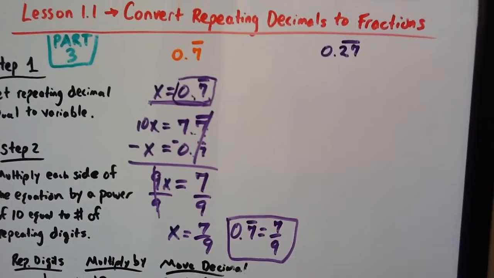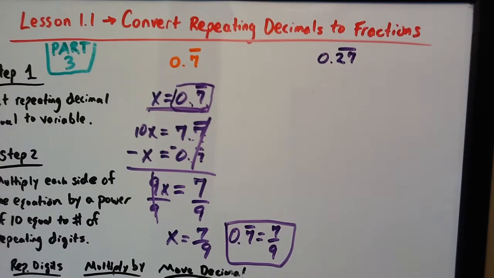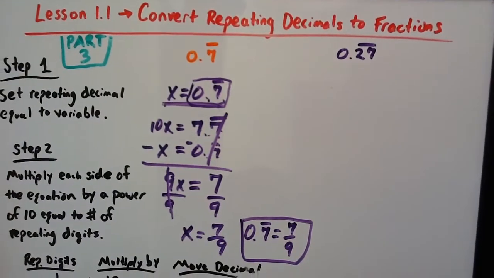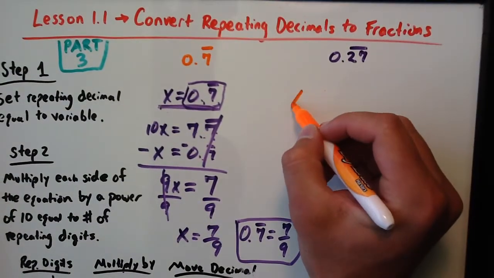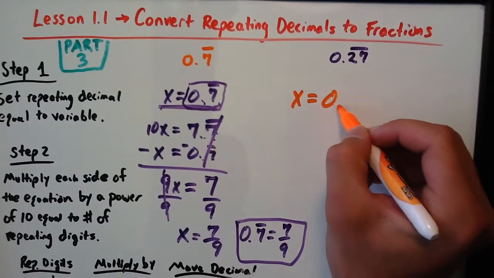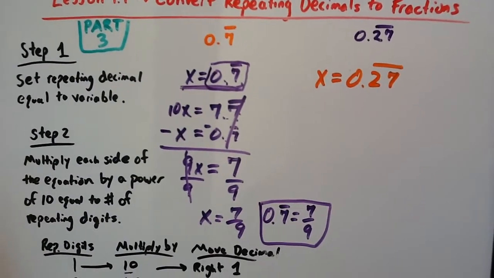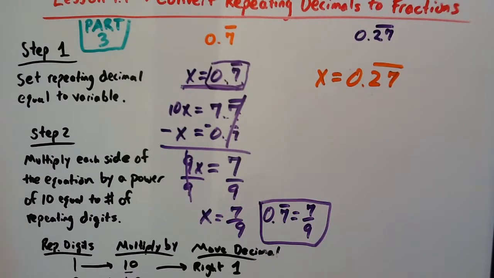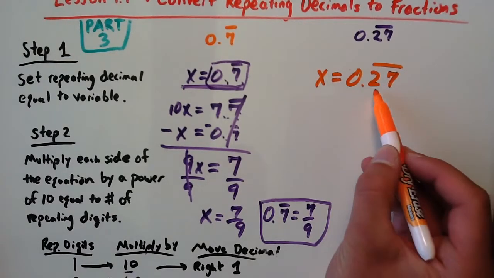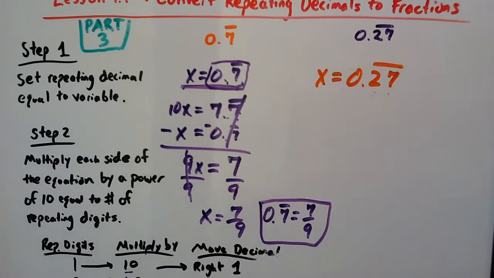One more example, we have 0.27 repeating. Step 1, let's set that decimal equal to some variable. So some variable x equal to that repeating decimal, 0.27 repeating. Step 2, I need to multiply each side of that equation by a power of 10 equal to the number of repeating digits. So how many digits do you see repeating? I see 1, 2 digits repeating. So I need to multiply both sides by 10 to the power of 2, or 10 squared.